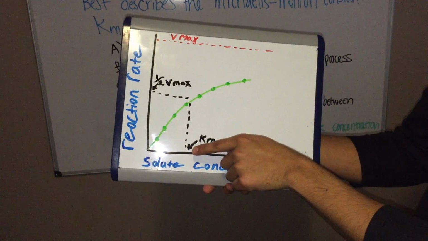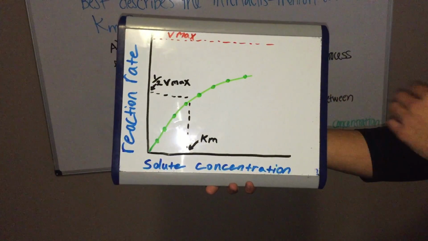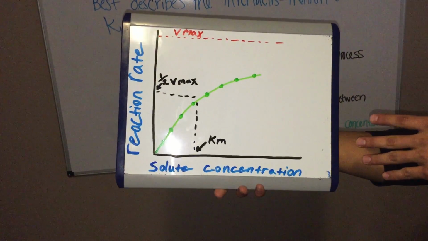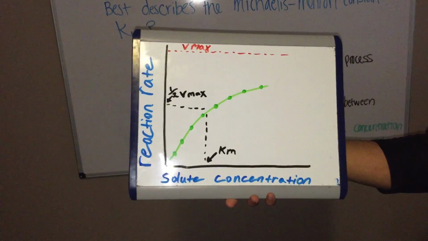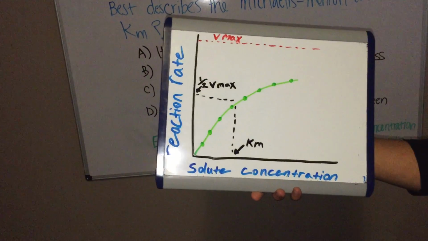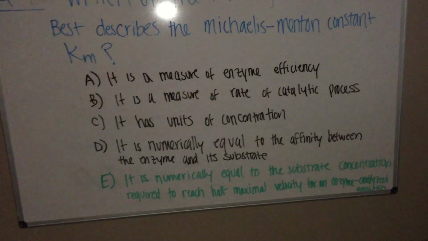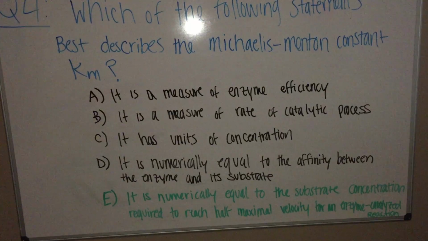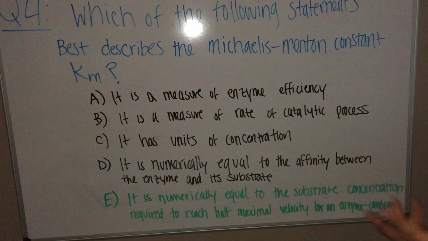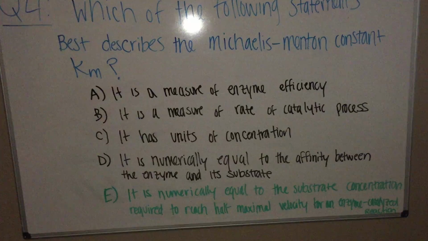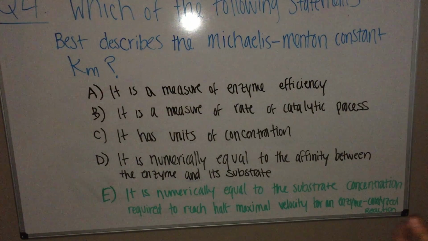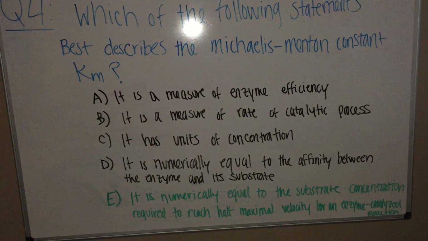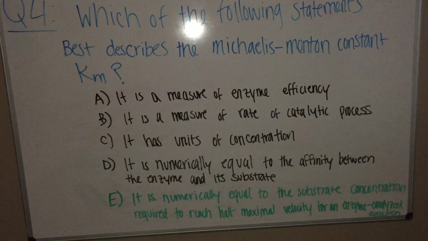So Km would be, by definition, numerically equal to the substrate concentration required to reach half maximal velocity for an enzyme-catalyzed reaction. So let's look at the options that we have on the board. Letter A, it says it is a measure of enzyme efficiency. Now, Km itself is not measuring enzyme efficiency. Like we said, it's equal to substrate concentration. You know, we're looking at a concentration of substrate, and it has nothing to do directly with the enzyme efficiency. So we can cross that one out.